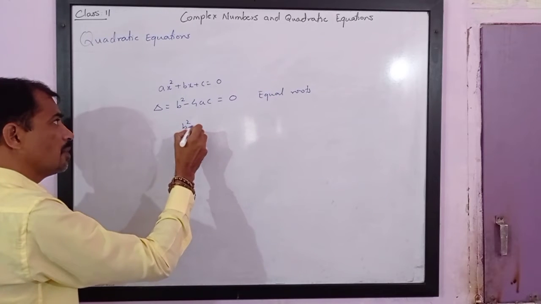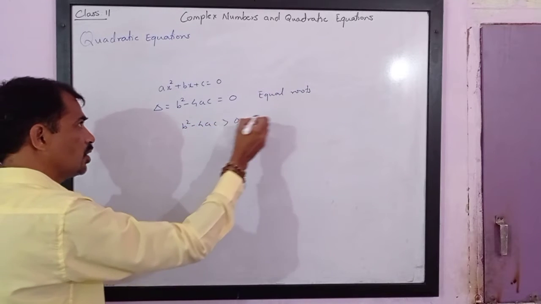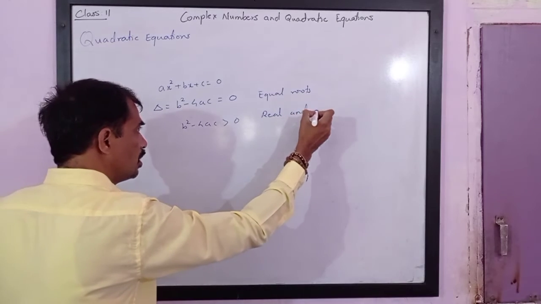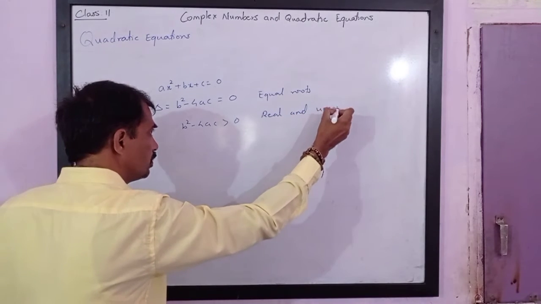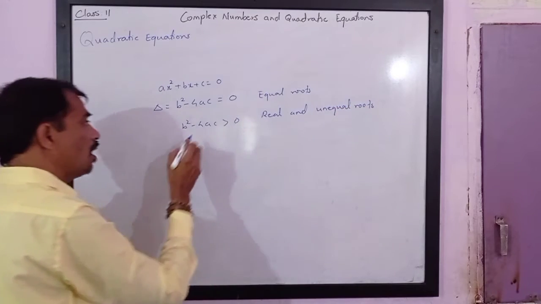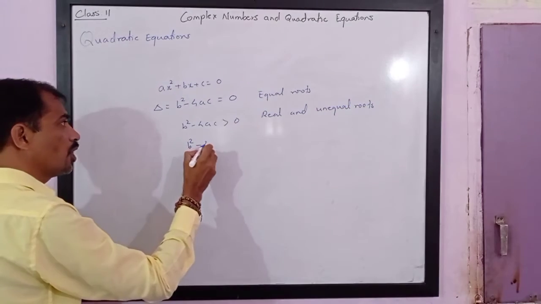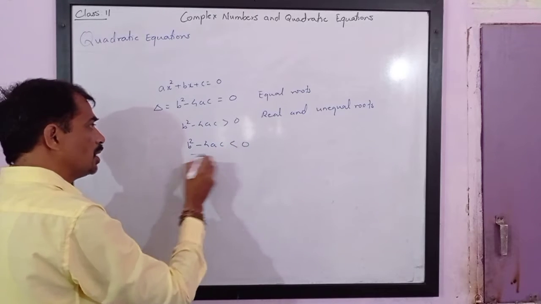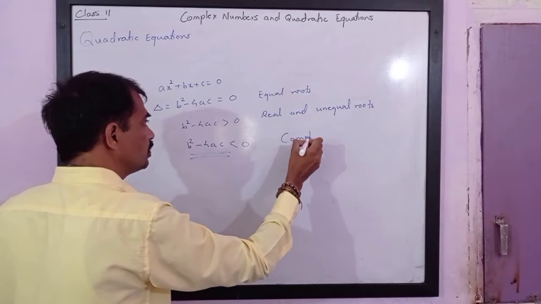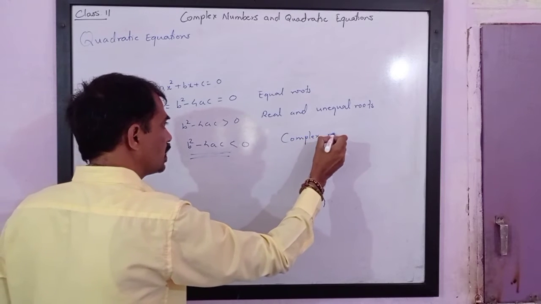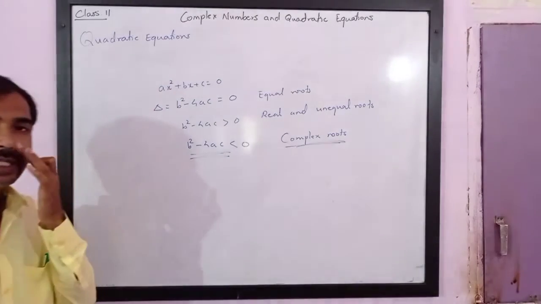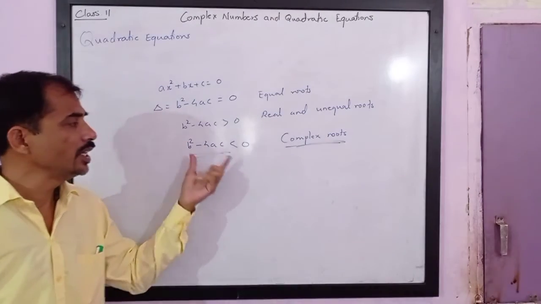If b square minus 4ac is greater than 0, we have real and unequal roots. Now, if b square minus 4ac is less than 0, please try to understand, then we have complex roots. And we already know how to represent the complex numbers. That is what we are studying now.